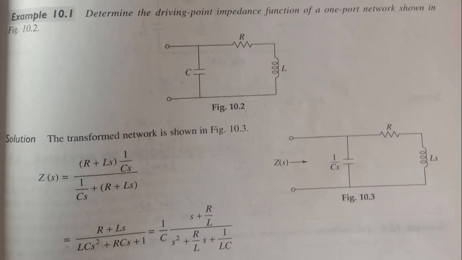So 1 by C we have taken, and in our numerator s plus R by L divided by the standard form, that is a first order, then the s square, then the s term, then the constant value. That is nothing but s square plus R by L of s plus 1 by LC. So we are trying to simplify and do the Laplace transformation from the time domain to the frequency domain if you are having the RL system.